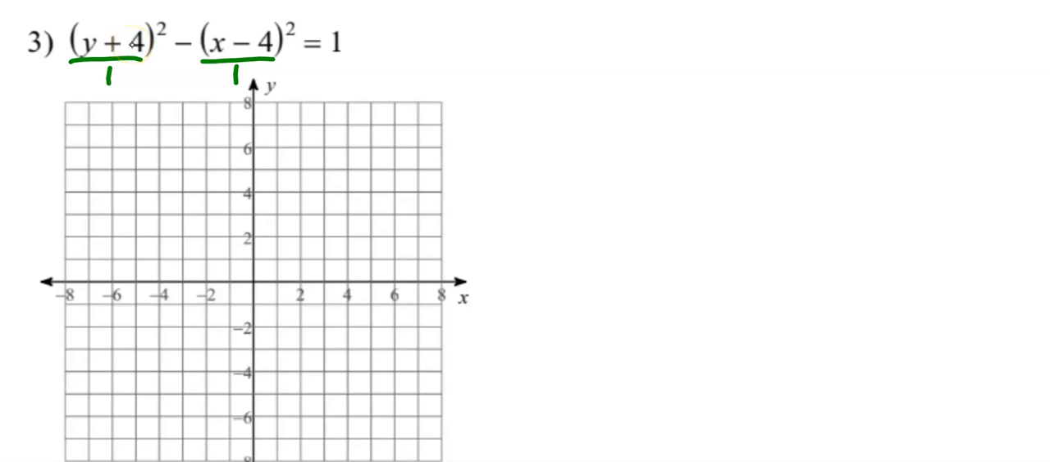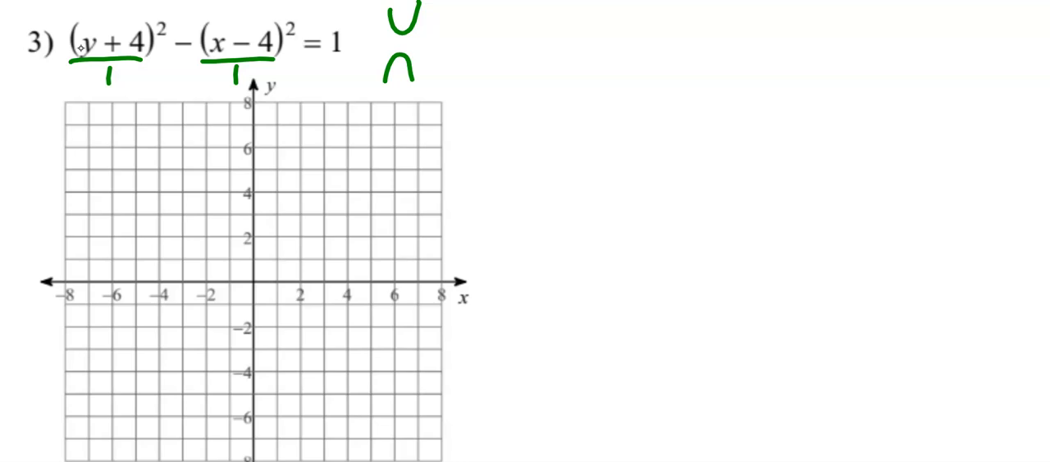Because y is listed first, we know this is going to be going in the vertical direction. So it's going to end up looking something like that. Well, it is in the proper form. Sometimes this negative comes out first and you got to switch them around. The negative should be in the middle and a plus right there.